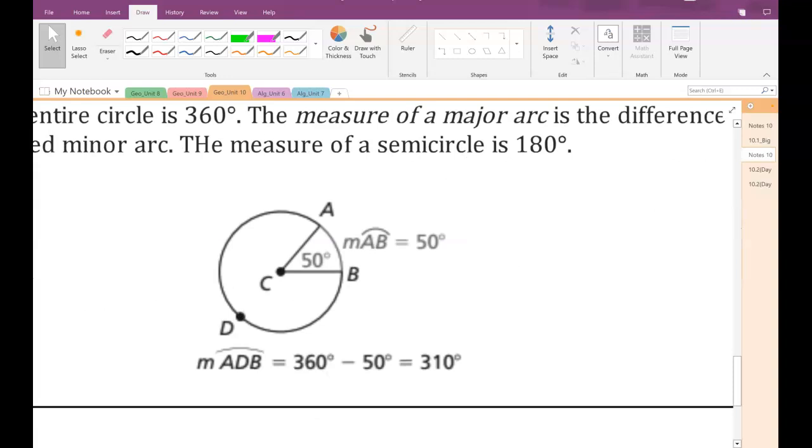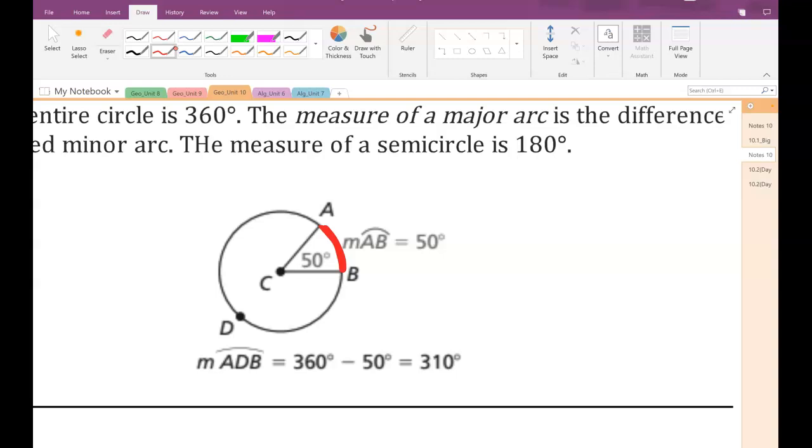So since this central angle is 50 degrees, that is the same measurement as our minor arc. So our minor arc, we would say, has a measurement of 50 degrees. So the units for arc measurements are degrees.